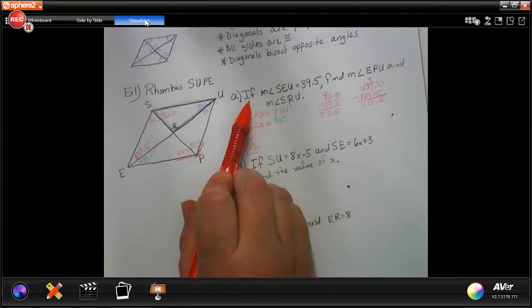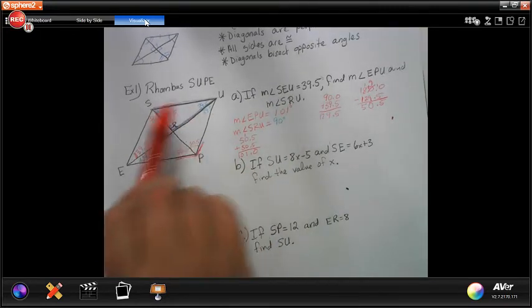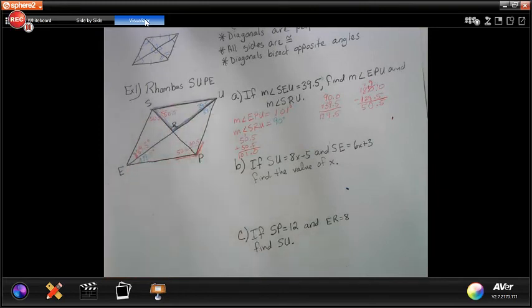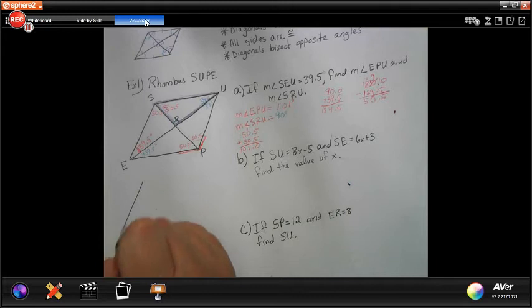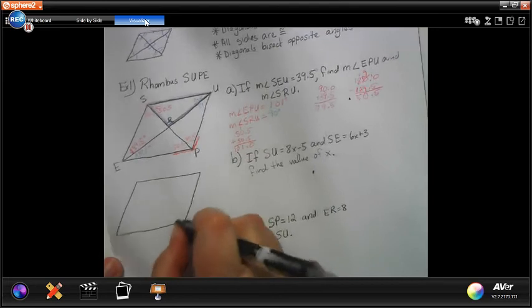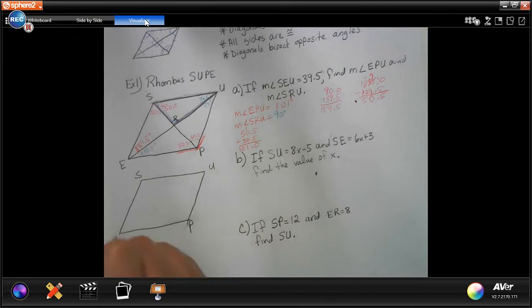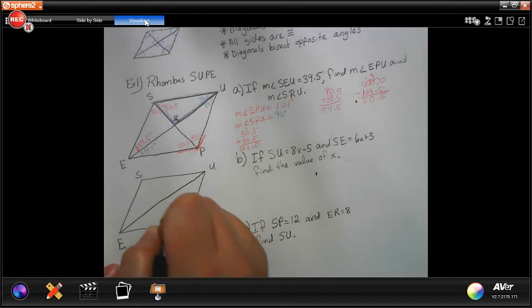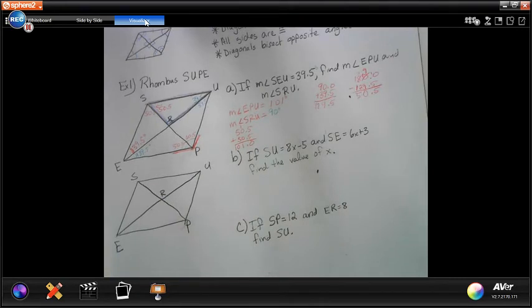Okay. This is an if situation. Since it's an if situation, when we start a new if situation, that means we start with a new rhombus. So I can't really erase all of that. I'm just going to redraw my rhombus so that I could refill in the information for part B. Okay, S, U, P, E, and then R.